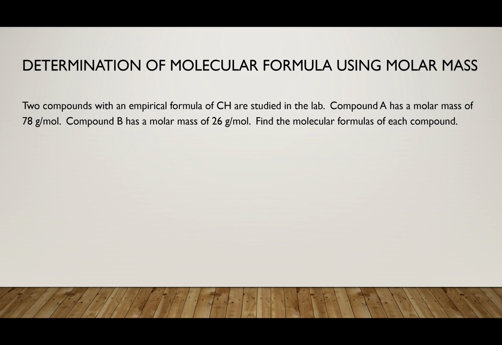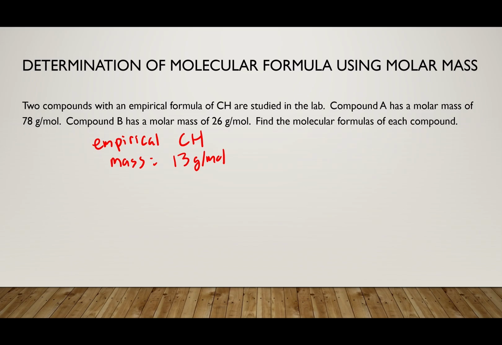So in this example, we're told that two compounds share an empirical formula of CH. Compound A has a molar mass of 78 grams per mole, whereas compound B has a molar mass of 26 grams per mole. We want to find the molecular formula of each compound. Now we're told here that these compounds have the same empirical formula of CH, which means that they are both some kind of whole number multiple of this formula. We don't know what that multiple is, but we do know the masses of each, and we can use that to help find out what that multiple is. So if we look at the formula of CH, this has a mass of 13 grams per mole.